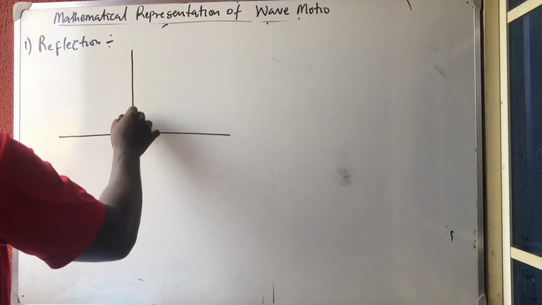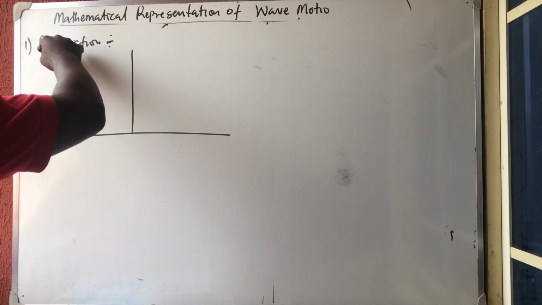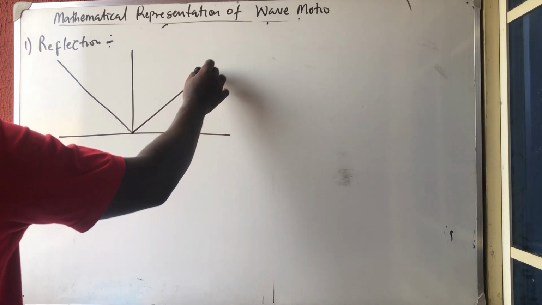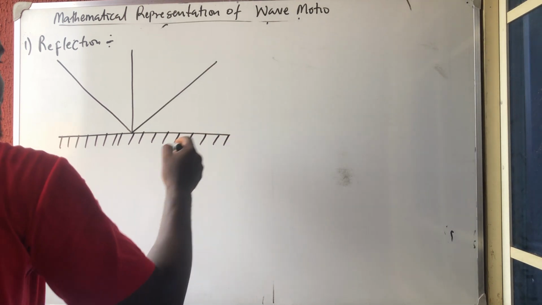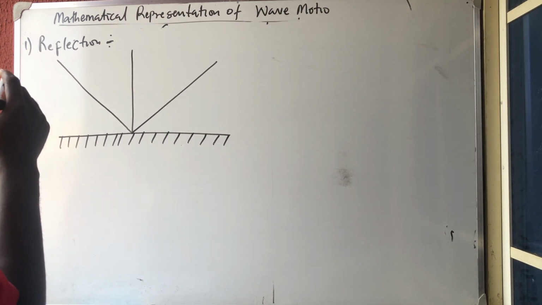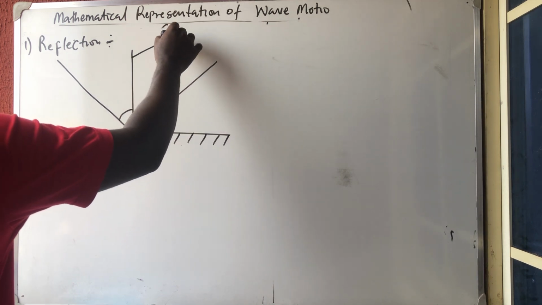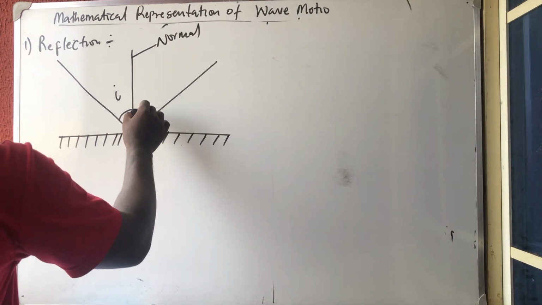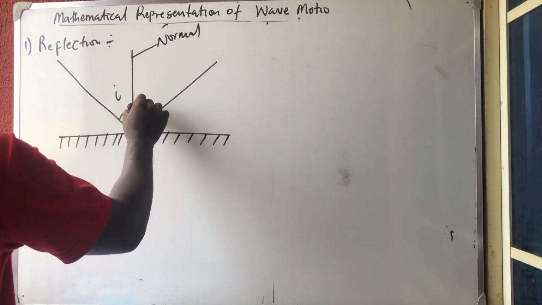Now in reflection it will bounce back. When light or a wave hits an object like this and then bounces back, we call it reflection. Whenever a wave hits an object and bounces back, we call it reflection. This line here is called the normal. This angle here is called the incident angle, and this one is the reflected angle.